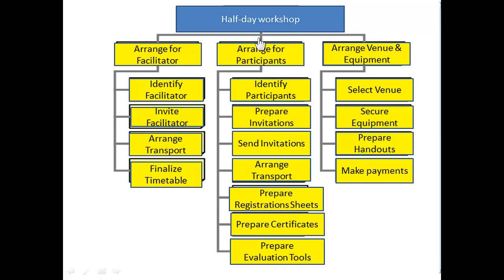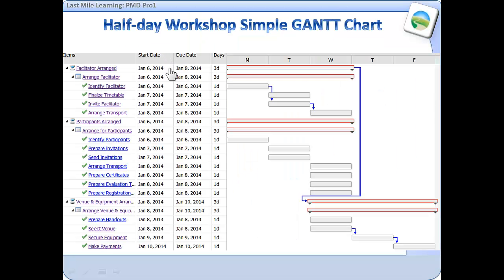Arrange for participants: participants coordinated and arranged. Arrange venue and equipment: the venue and equipment arranged. So those are the actual deliverables, and they're related to the work packages, but they're put into terms of the products that will be produced rather than the activities. And remember, there were different types of scope.